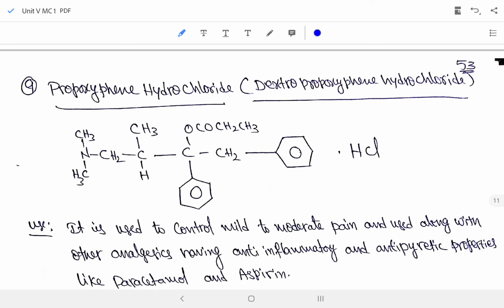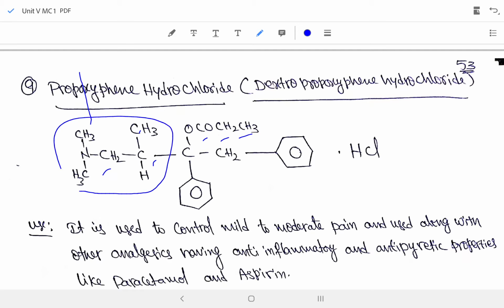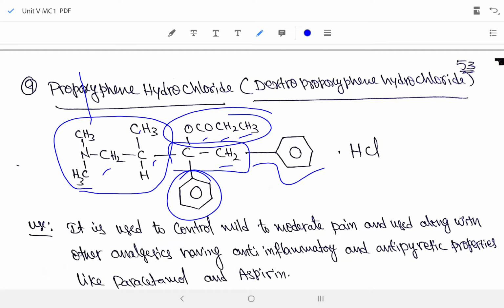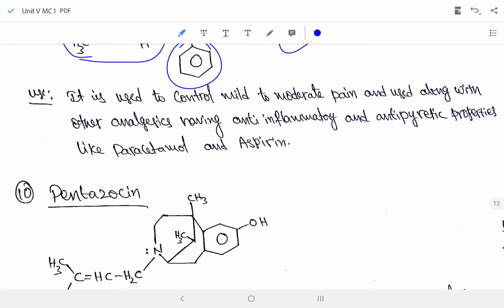Next we move on to propoxyphene hydrochloride. If you want to remember propoxyphene, try to remember propane, 3 carbons, 1, 2, 3. Here also 1, 2, 3. Right? Propane, and the side chain is very familiar to you till now. It has an ethyl bridge with one phenyl group and one propionate, and on this side one phenyl group. You have to remember here that it is used along with paracetamol and aspirin.